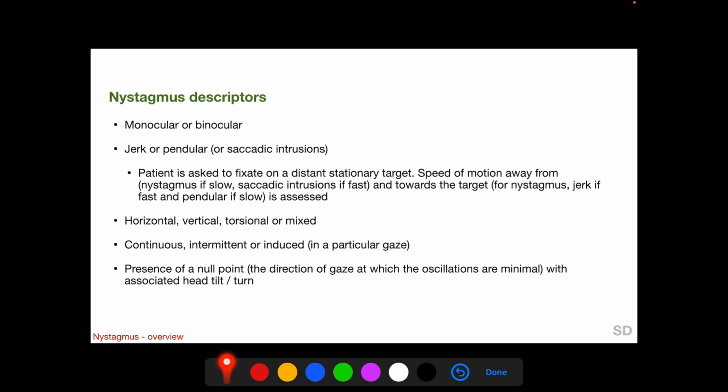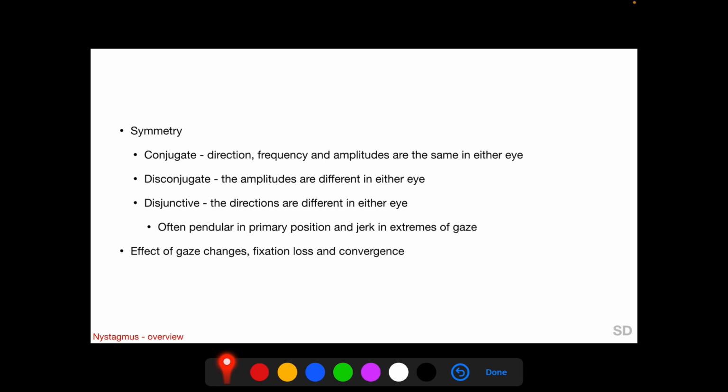In gaze-evoked nystagmus, we get nystagmus induced in a particular gaze. Whether there is a null point. Null point is the direction of gaze at which the oscillations are minimal, and if the oscillations are minimal, the visual acuity usually improves and the patient may take up a head tilt or a head turn to have the null point straight ahead.